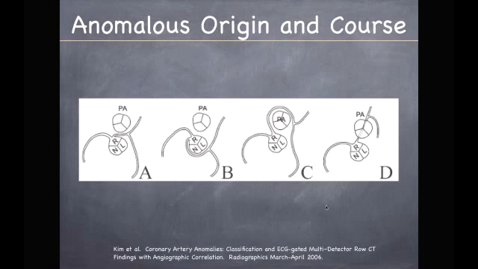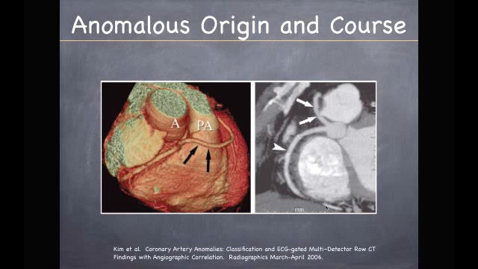I have seen one other type reported, which is a retrocardiac course where it goes posterior to the atria, but I've not actually seen a real live case of that. Here's an example from the literature, just to get us started, showing the left coronary artery arising from the right side and going in front of the pulmonary artery. So this would be a pre-pulmonic course with an anomalous origin from the right side.